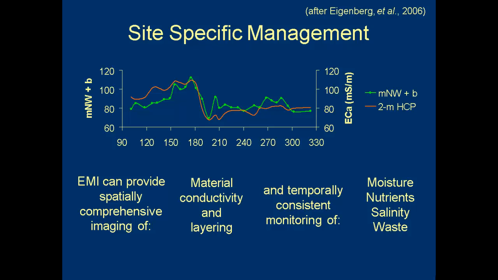The management of productive sites demands the integration of diverse information in ways that might be specific to the site or crop. For the corn crop of Eigenberg and Associates, we find that apparent conductivity would be an effective measure of combined moisture and dissolved nitrate through the year, allowing for a scaling factor and a constant. In general, electromagnetic induction can provide spatially comprehensive information about soil texture and temporally consistent monitoring of moisture, nutrients, salinity, and waste.